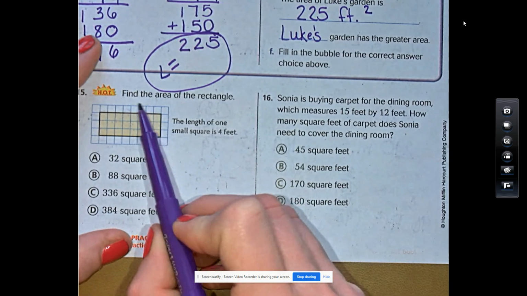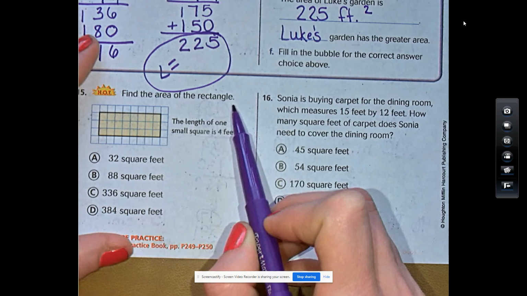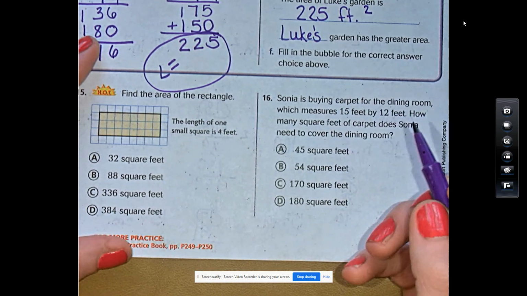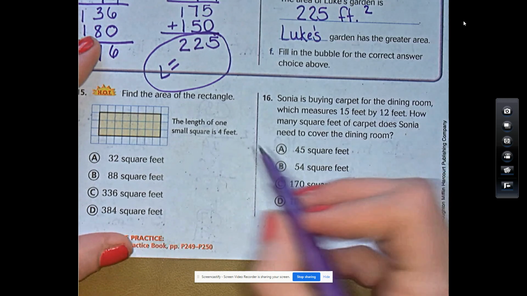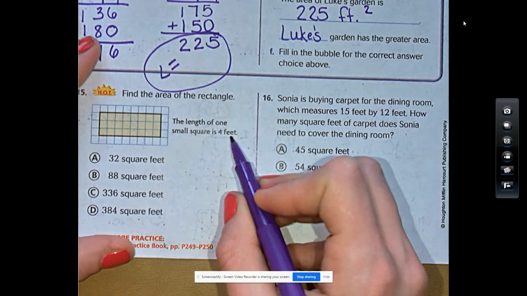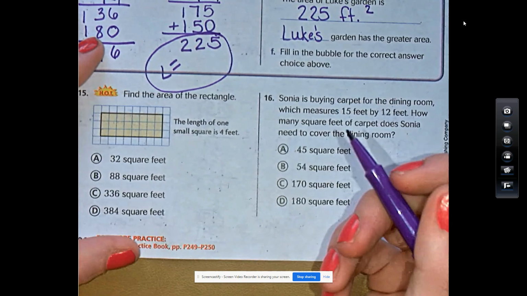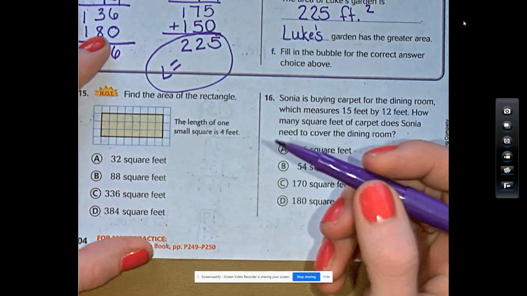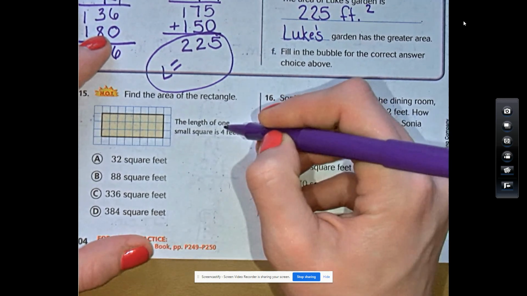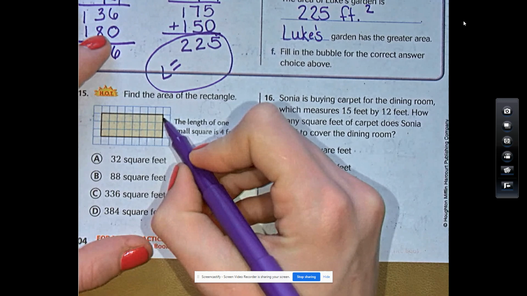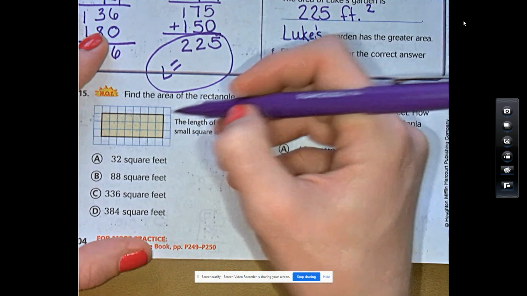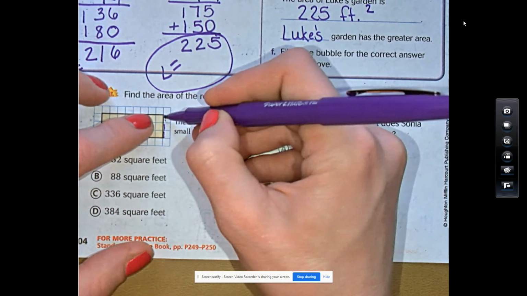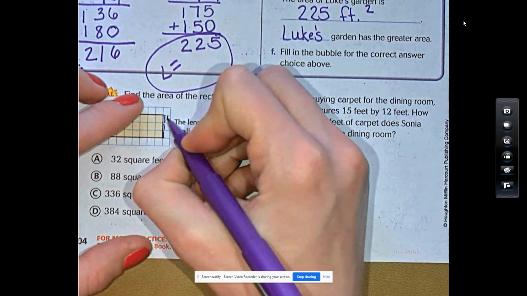Find the area of the rectangle. The length of the small square is 4 feet. Okay, one small square is 4. Okay, this is a hot problem because they're trying to show you something a little more in depth, a little more challenging. The length of a small square is 4 feet. So one of these is worth 4. Okay, so let's say 1, 2, 3 is down the side, but each of these is 4. It's 4, 4, and 4.